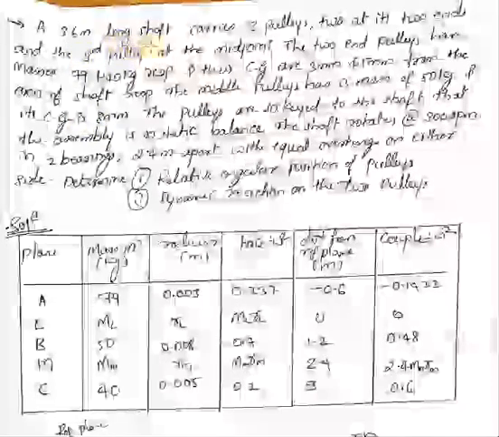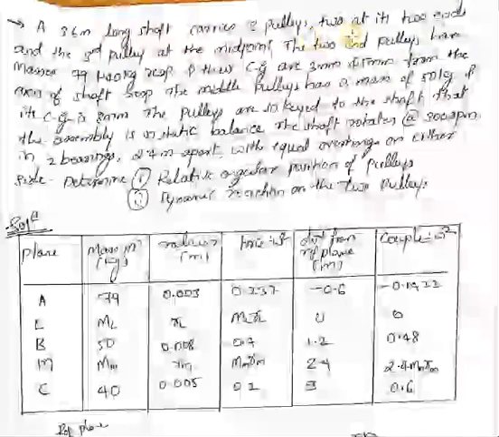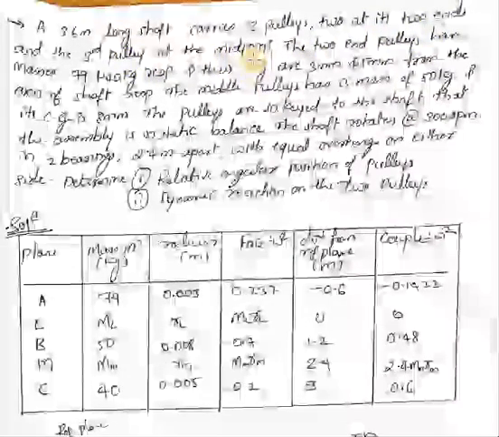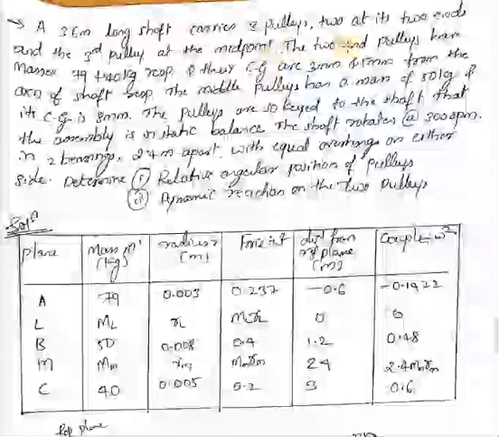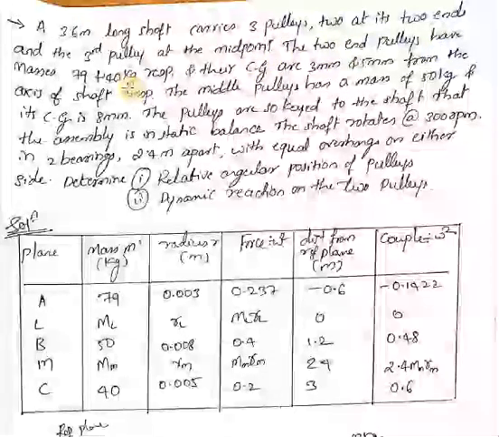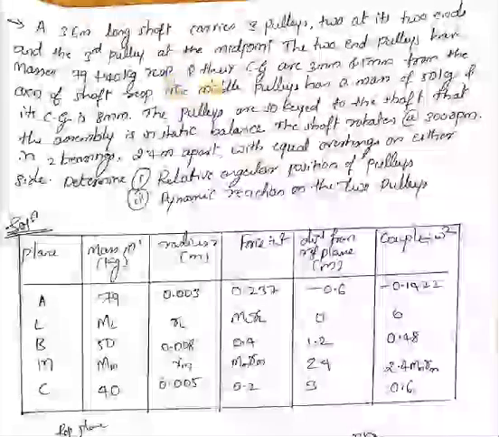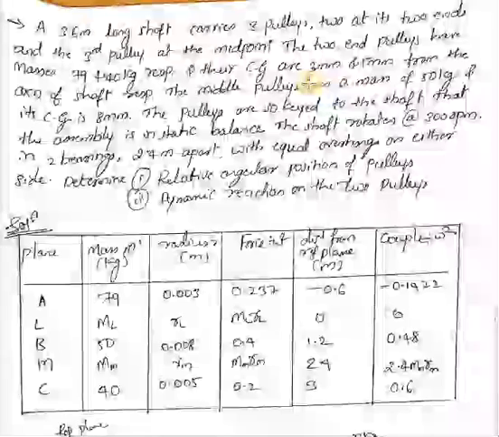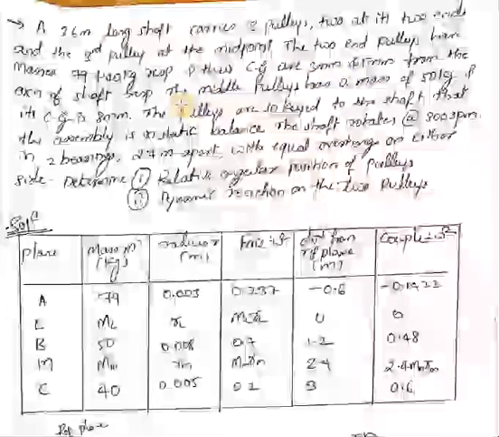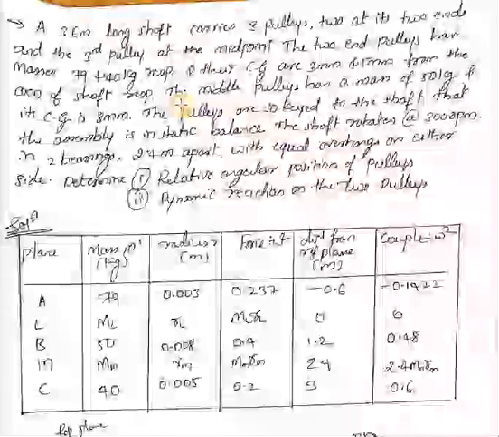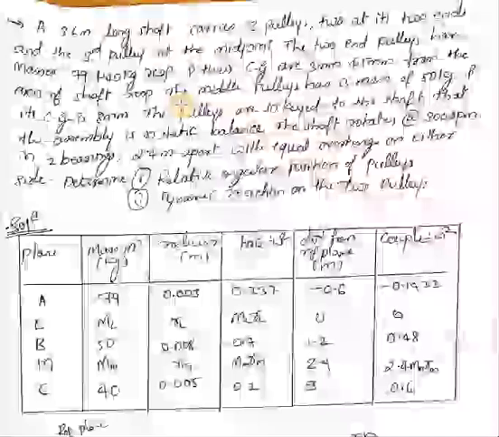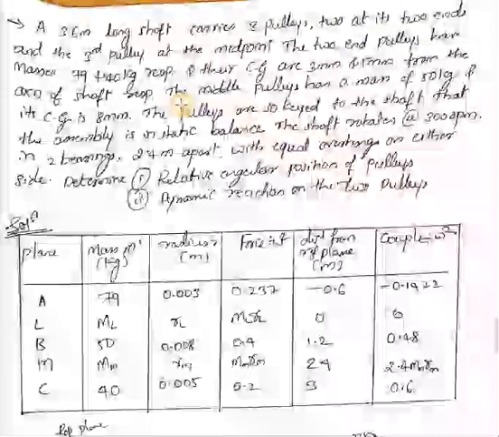A 3.6 meter long shaft carries 3 pulleys, 2 at its 2 ends and the third pulley at the midpoint. The 2 end pulleys have masses 79 and 40 kg respectively, and their CG, that is center of gravity, are 3 mm and 5 mm from the axis of the shaft respectively. The middle pulley has a mass of 50 kg and the CG is 8 mm. The pulleys are so keyed to the shaft that the assembly is in static balance.